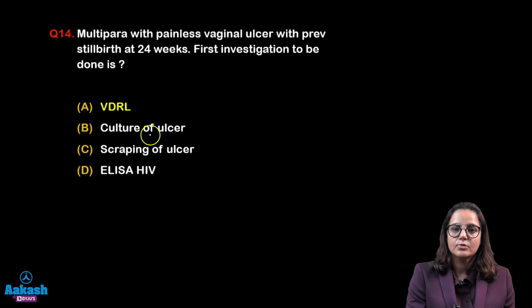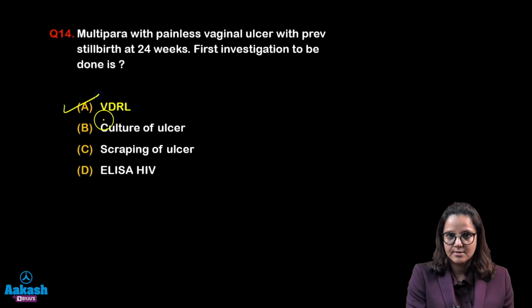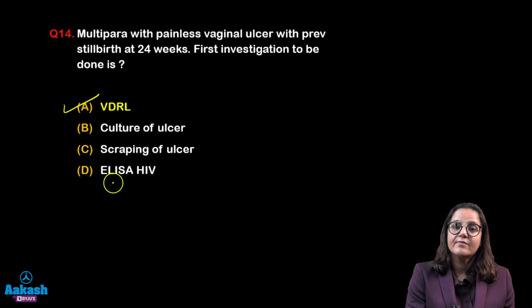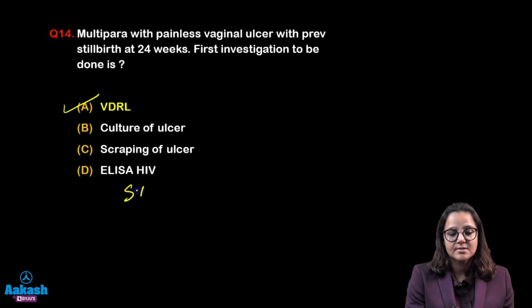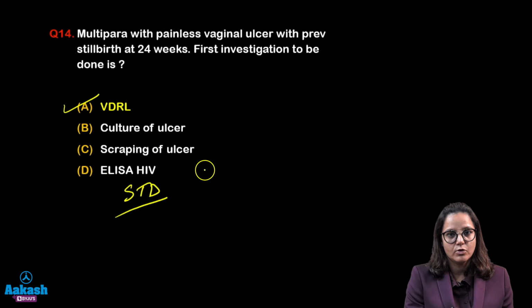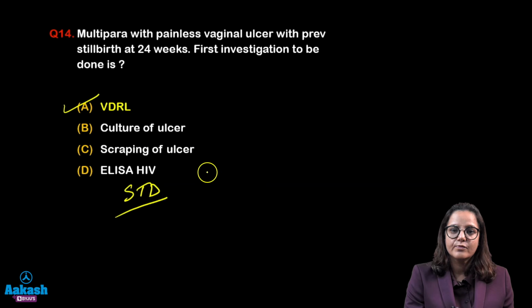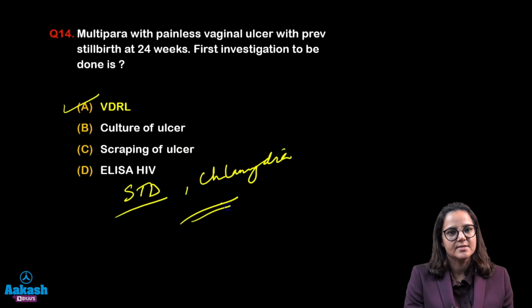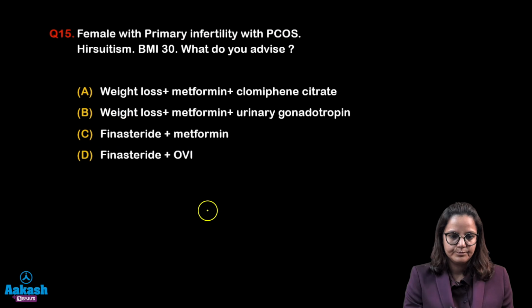So coming back to the question, we will do first VDRL in this patient. Culture of ulcer and scraping of ulcer is not of much use. HIV we will do in these patients. We have to rule out other sexually transmitted diseases when syphilis is involved. So we have to rule out HIV, we have to rule out chlamydia. But that is not the first investigation. The first investigation is VDRL.